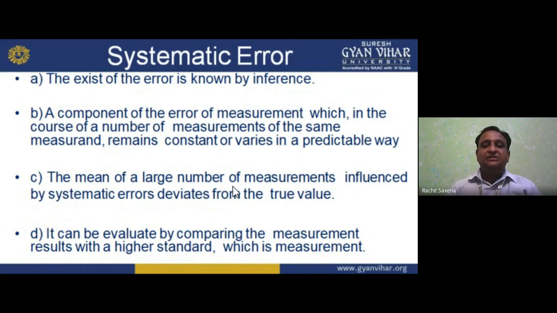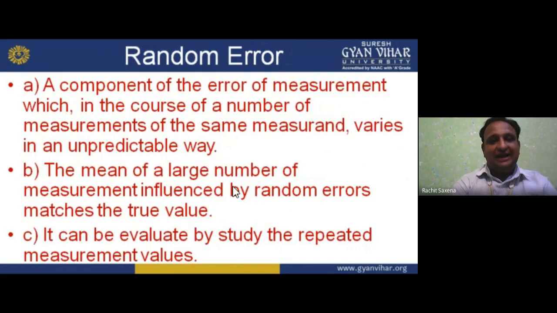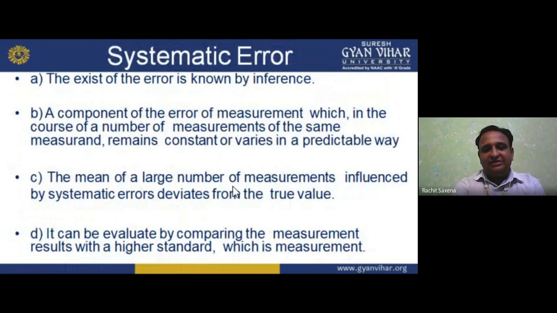Now, the mean of a large number of measurements influenced by systematic errors deviates from the true value. For example, 10 is the measured value, but the actual value is 10.5, so it deviates from the true value. It can be evaluated by comparing the measurement result with a higher standard. So one error is random, and again, we have the systematic error.